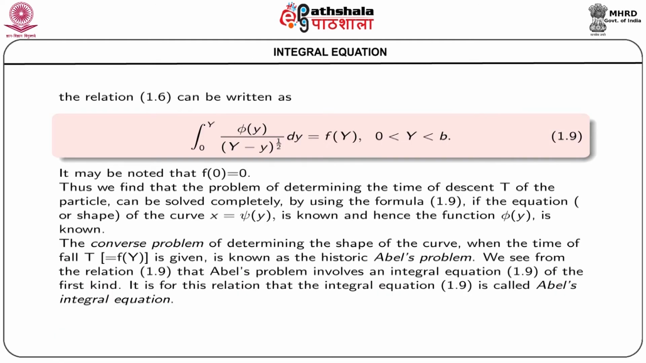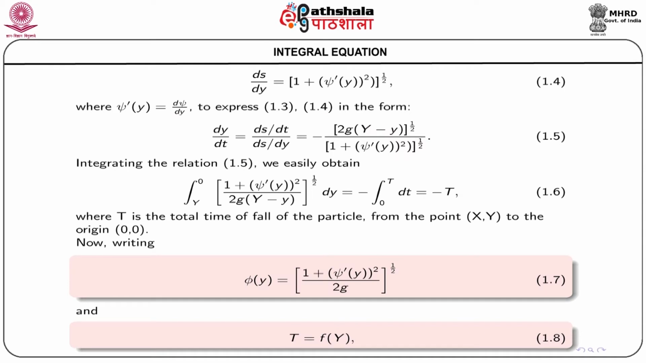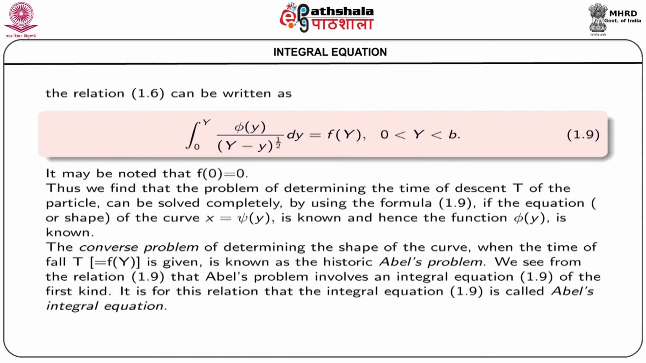In equation 1.9, we may note that f(0) is equal to 0. So we find that the problem of determining the time of descent T, that is f(Y) of the particle, can be known by using the formula 1.9 if phi(y) is known. Now phi(y), as we remember, is related to the shape of the curve x equal to psi(y) through relation 1.7. So if the shape of the curve is known, then from equation 1.9 we can determine the time of descent.